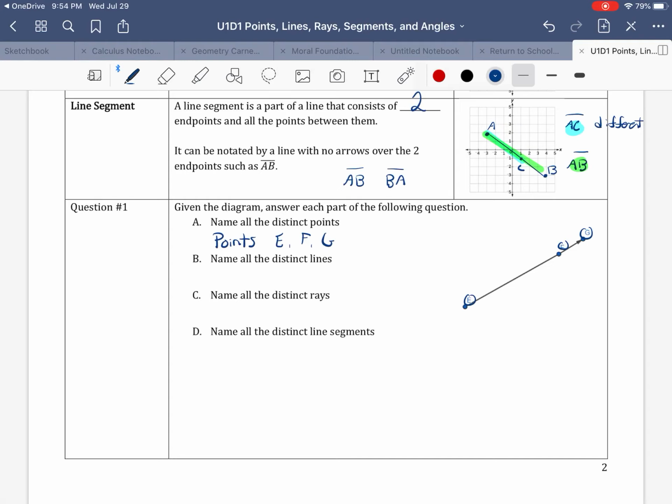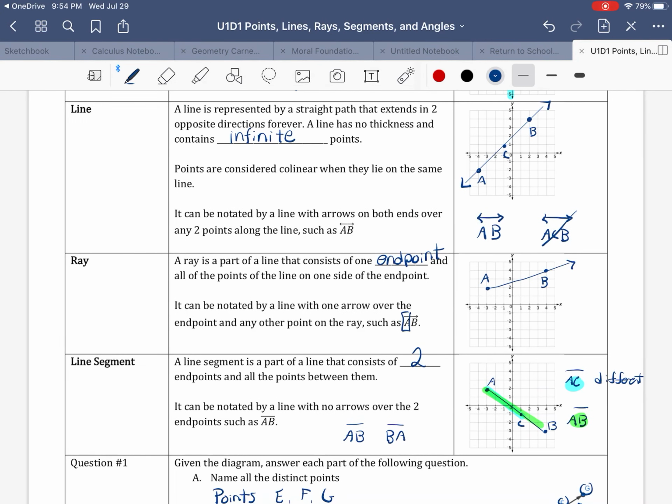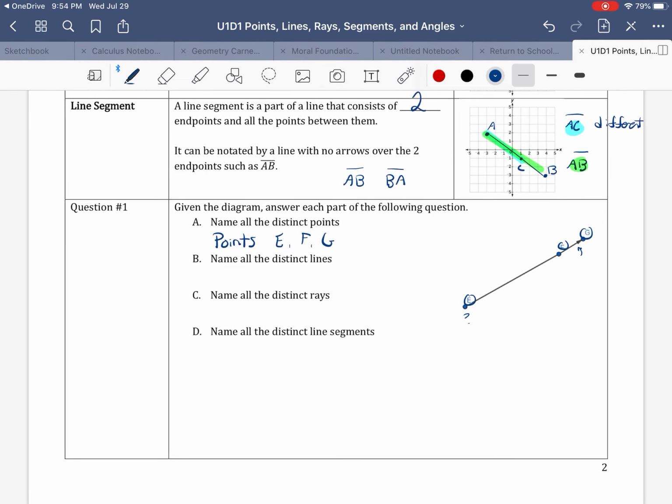Name all distinct lines. Now, a line is a straight path and goes forever in both directions. But if we look really carefully here, we'll see there's an arrow there, but we don't have an arrow on this side with our E, which means there's actually no lines in this diagram, right? Because the definition of a line is that it extends in two opposite directions forever. And this one, it has a very clear stopping point. So there are no lines.